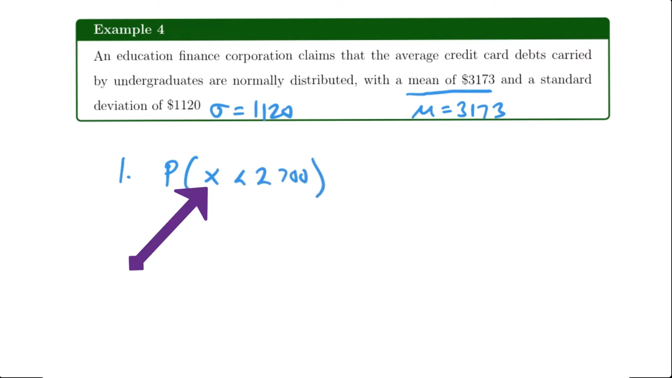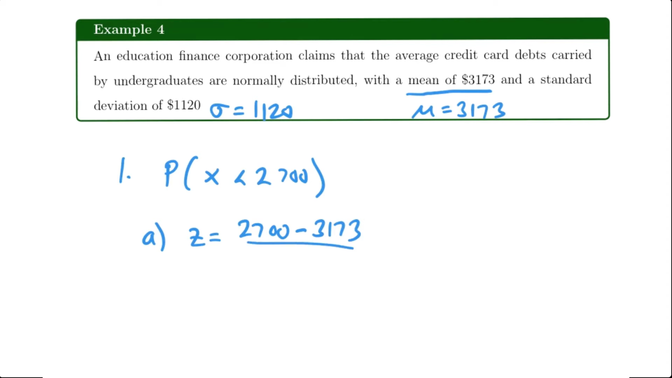Now let's note a couple things. That's not an X bar. This is not a sample mean. This is the probability that I select one person and their credit card balance is less than $2,700. But I do want to convert this to a Z value. So Z equals 2,700 minus 3,173 over, now I'm going to write the formula up here real quick. So I want to show you the difference.